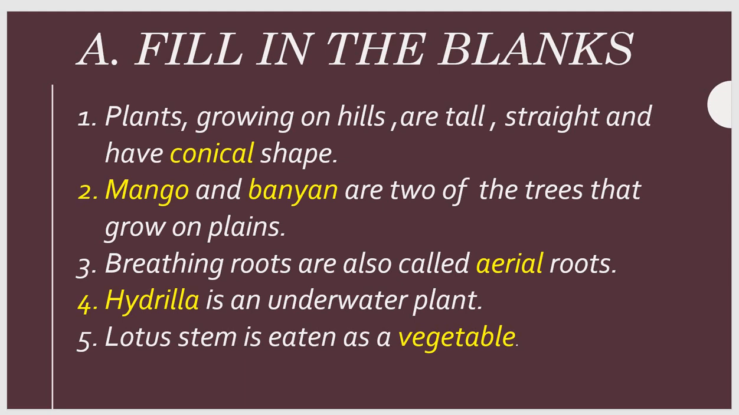Plants growing on hills are tall, straight and have conical shape. Second, dash and dash are two of the trees that grow on plains. You will say mango and banyan are two of the trees that grow on plains.